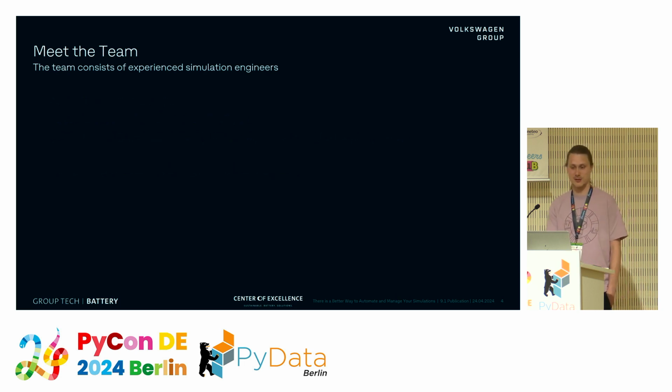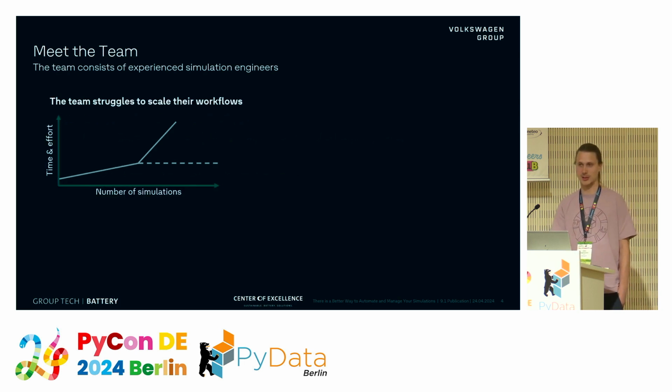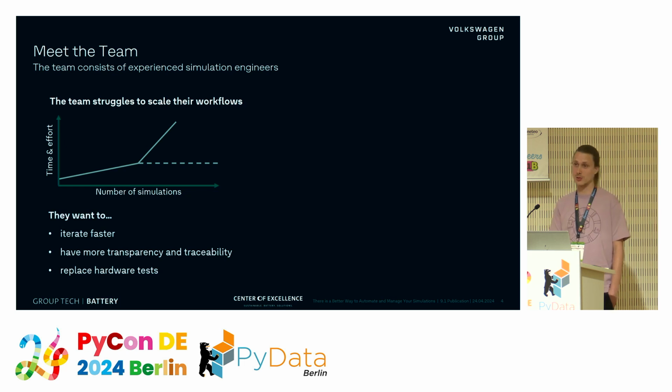The team consists of very experienced simulation engineers. However, the team struggles to scale their workflows. As the number of simulations they're executing increases, there is an inflection point where the time and effort per simulation increases drastically. And ideally, we want to have a flat curve where there's no additional effort per simulation. So the team's goals are to iterate faster, of course, to have more transparency and traceability across the whole simulation workflow, and in the end, replace hardware tests.